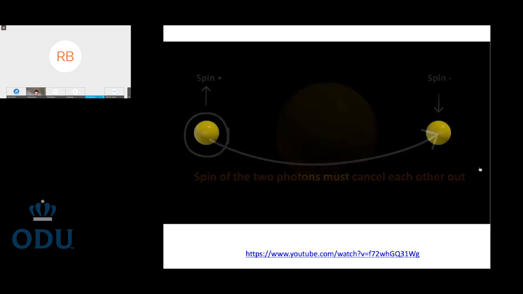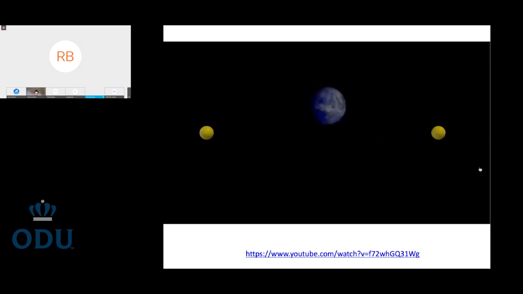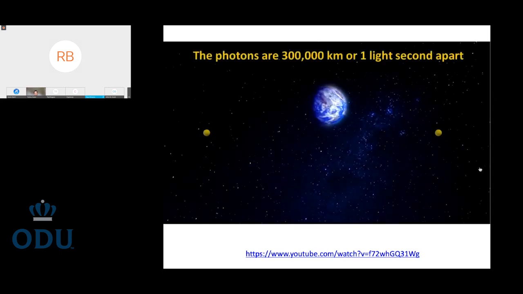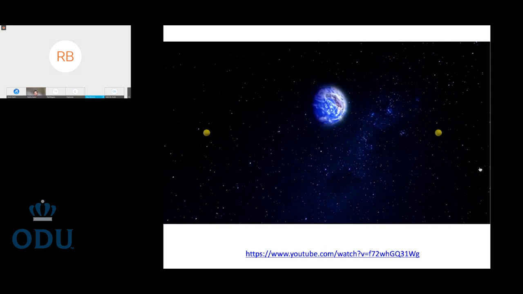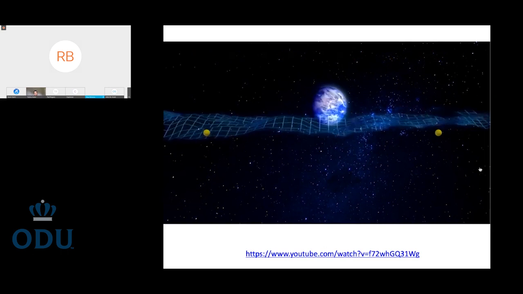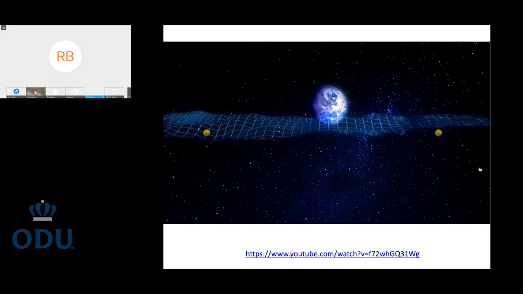Now let's separate these photons far apart. Let's say 300,000 kilometers, which is about 1 light second away. Now, according to quantum mechanics, each of these photons is governed by a wave function, and each photon is in a state of both spin up and down at the same time.